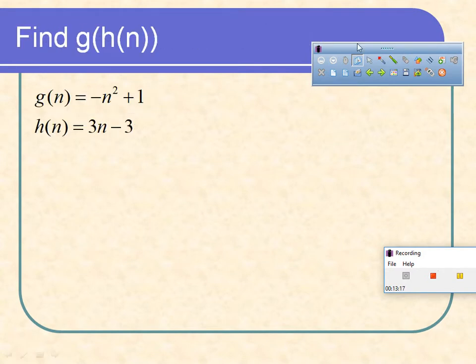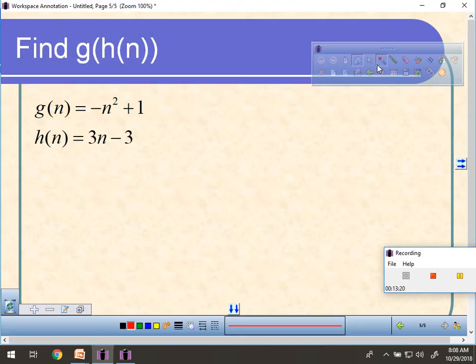All right, so for this one, it says to find g of h of n. So this one, we learned it was something called function composition. So that was what we learned on test 4, I think it was. It says find g of h of n. Well, notice I tell you that g of n is equal to negative n squared plus 1, and I tell you that h of n is equal to 3n minus 3. And so I want to do function composition on this.